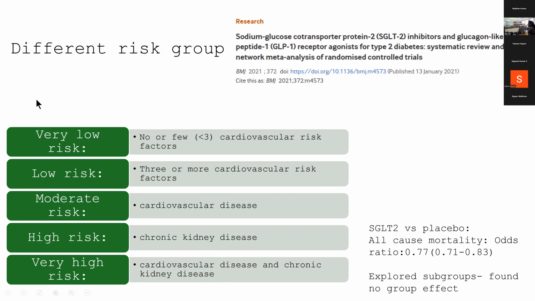So for example, in this study, when they looked at SGLT2 inhibitors and GLP-1 receptor agonists for type 2 diabetes, the systematic review authors looked at the population and divided them into 5 risk categories. Very low risk is when the patient population had no or 2 cardiovascular risk factors. Low risk is if they had 3 or more cardiovascular risk factors. Moderate risk is when they had a cardiovascular disease.